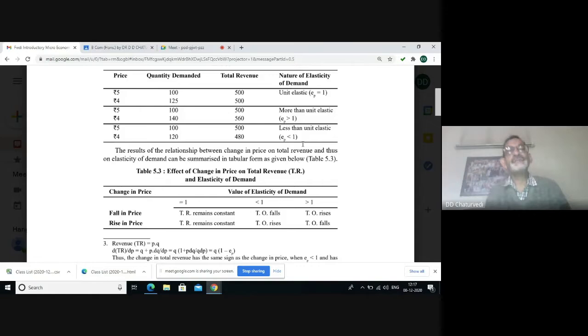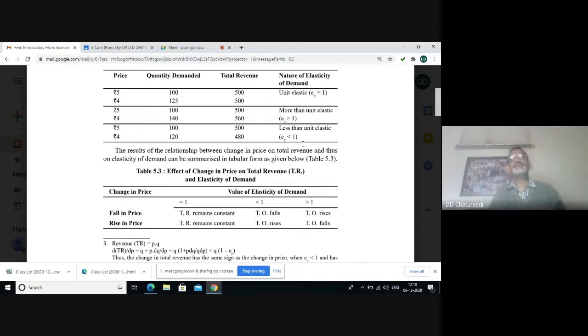Second case, with fall in the price of the commodity, the quantity demanded rises by a greater amount, by a greater percentage, or in greater proportion. That is why the total expenditure or revenue rises with fall in the price. So this is a case of more than unit elastic demand. Here price and total revenue move in opposite direction.